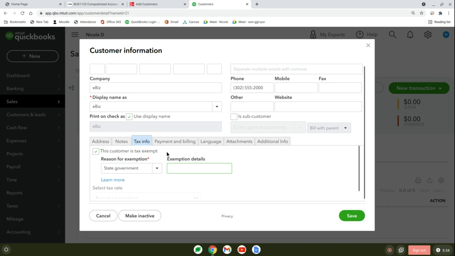So any state outside of that, I wouldn't charge if it was just an individual or a business. Now, there are exceptions for certain things like governmental businesses. There are certain exceptions, and we'll see that because we have an example of that. So I just want to make sure you guys go back in there and go to tax info and make sure this customer is tax exempt.